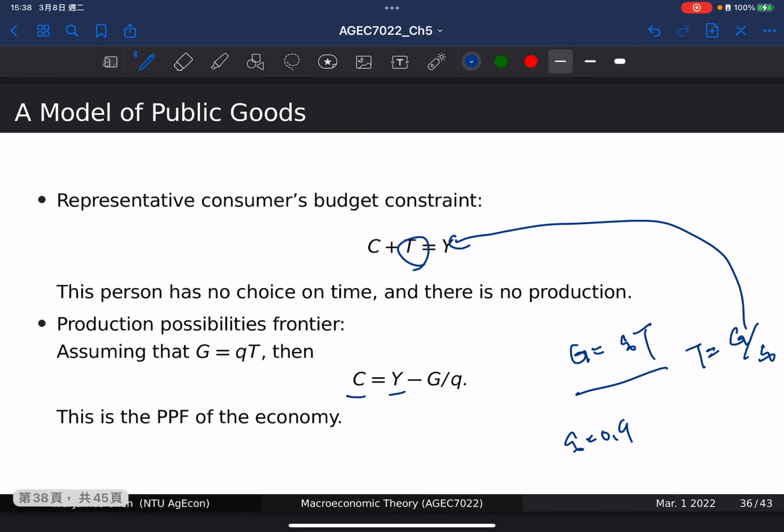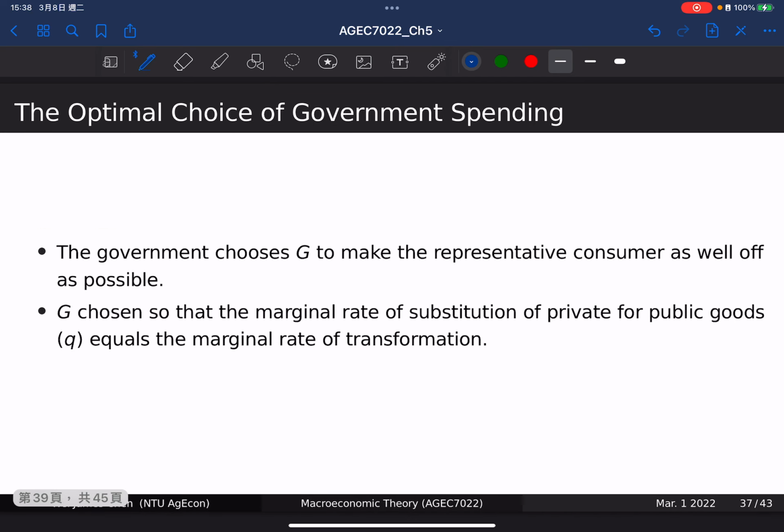Here is C and Y, because Y is the total production. There's no labor here. Remember, I forgot to say this, but there's no firm here. So the output is just coming up from heaven. The person doesn't work, there's no choice of time. The person doesn't choose how many hours to work. And here we assume that the government chooses G to make the representative consumer as well off as possible.